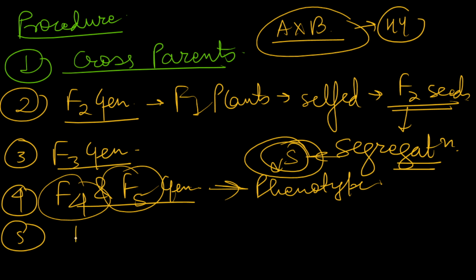Then from the F6 to F8 generation, all the promising lineages, which in the F4 and F5 generations we will get, some promising lineages.